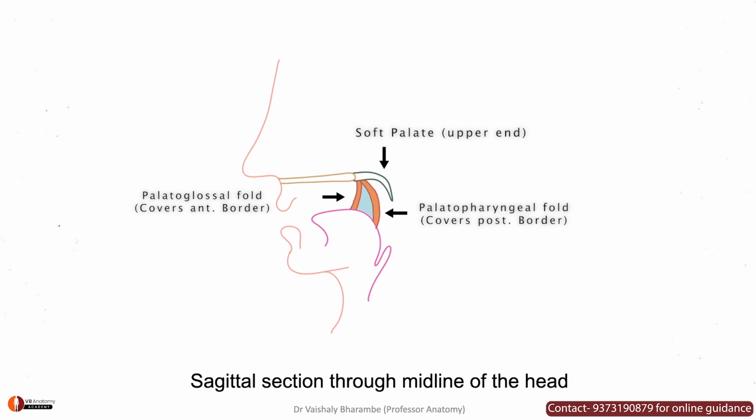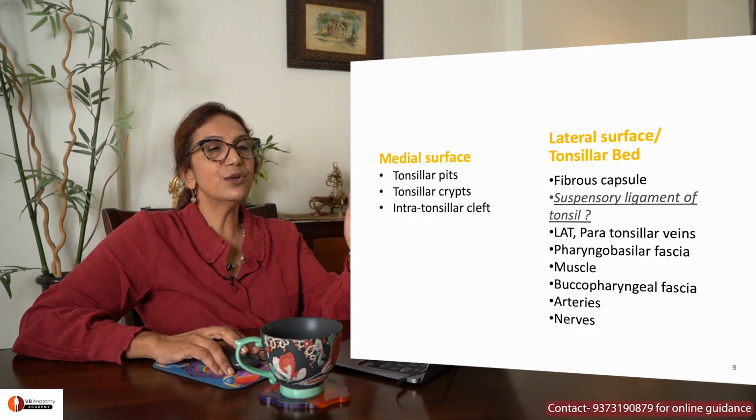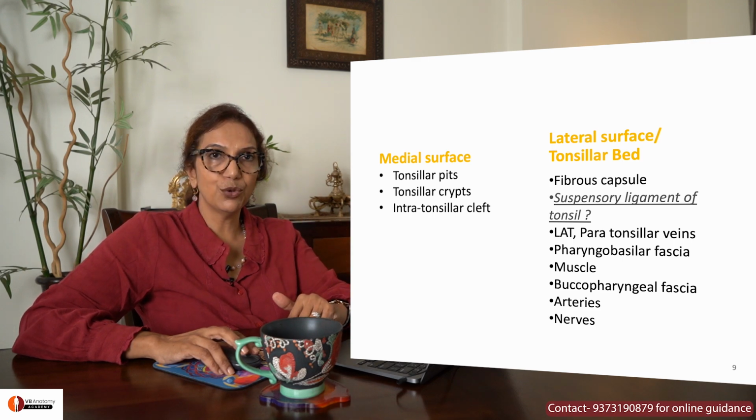So you know the anterior border, you know the posterior border. The upper pole abuts the soft palate. The lower pole, you should be able to tell me, abuts the dorsum of the tongue. So anterior border, posterior border, upper pole, soft palate, lower pole, dorsum of the tongue. You've got 4 presenting parts of the tonsil in place already. Right, students. So you understood these parts of the palatine tonsil.